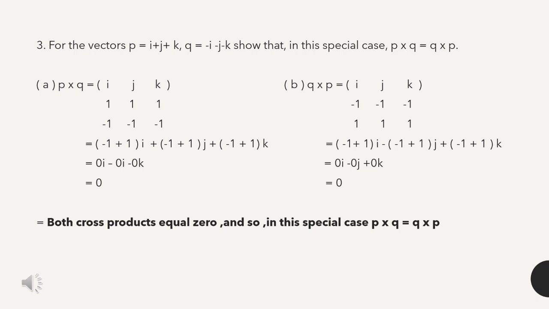For B, Q times P equals I J K. The result is -1 plus 1 I minus -1 plus 1 J plus -1 plus 1 K. The answer is 0. Both cross products equal 0, and so in this special case, P times Q equals Q times P.